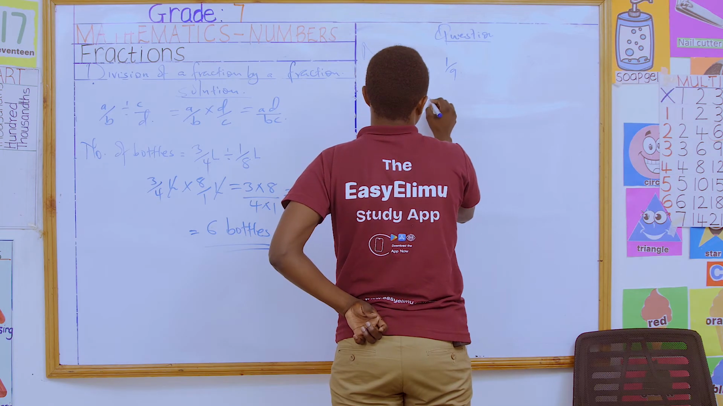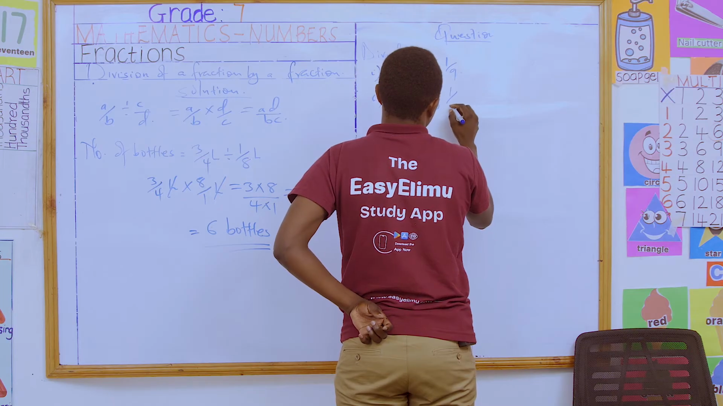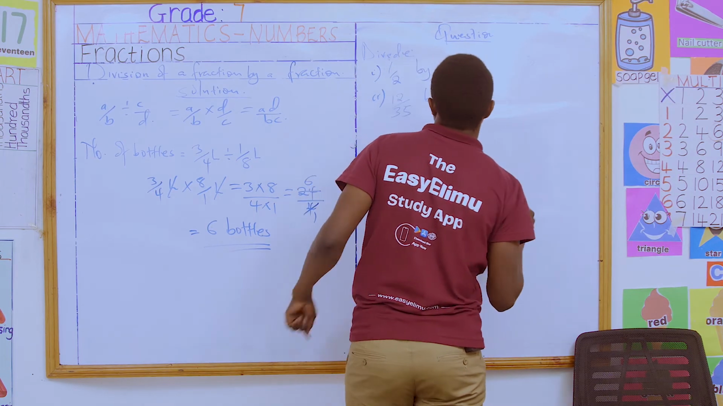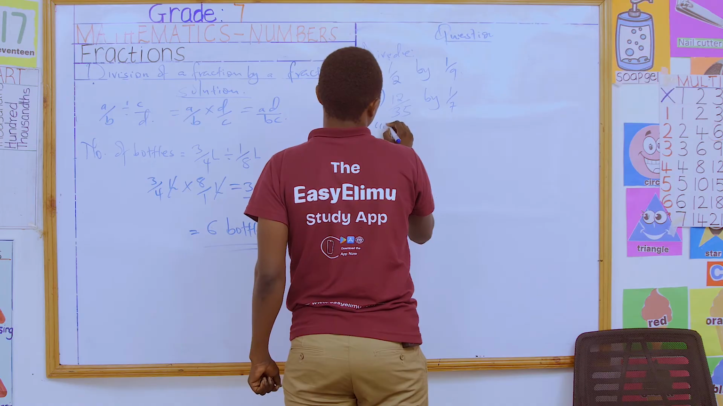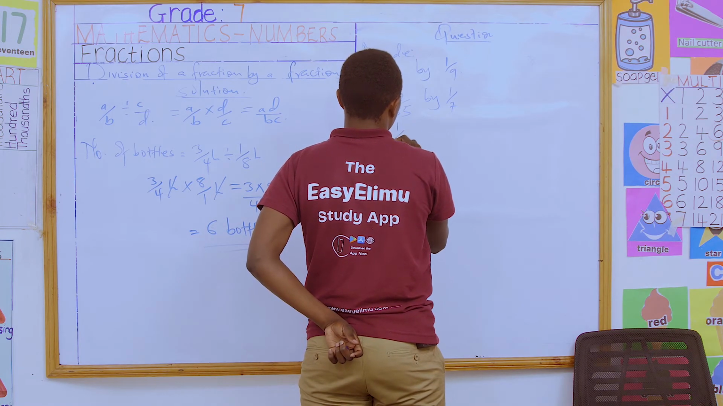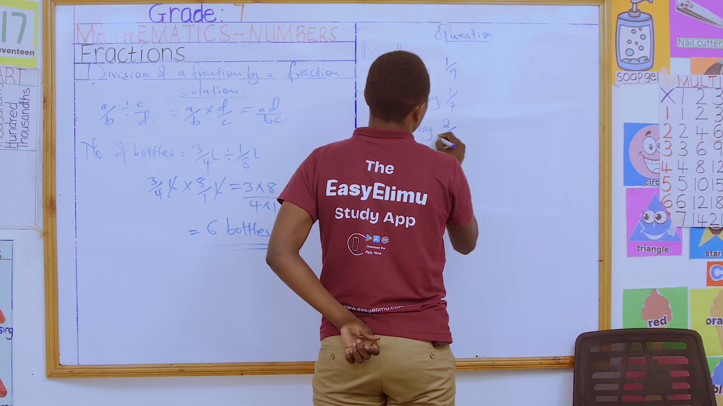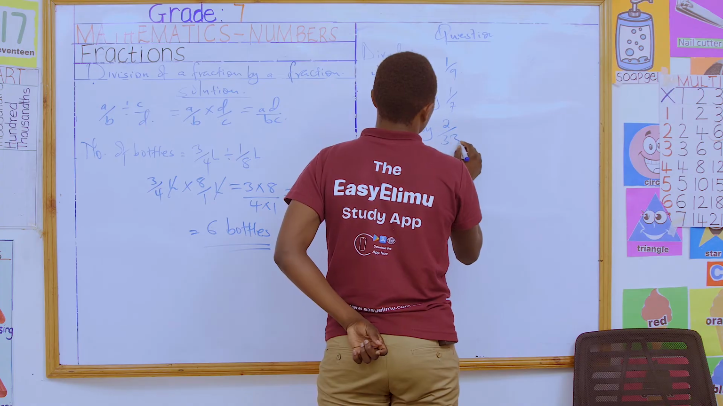Number 2, 12/35 by 1/7. Number 3, divide 1/11 by 2/33.